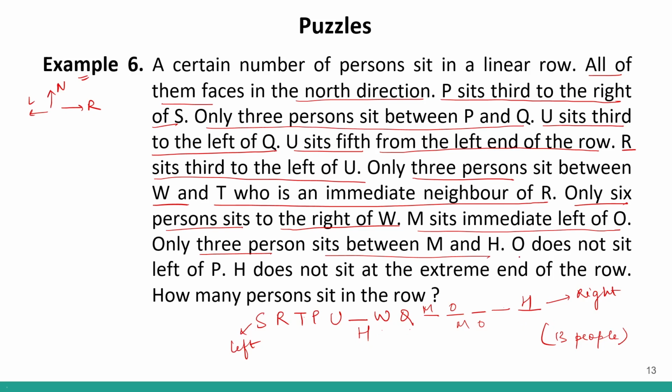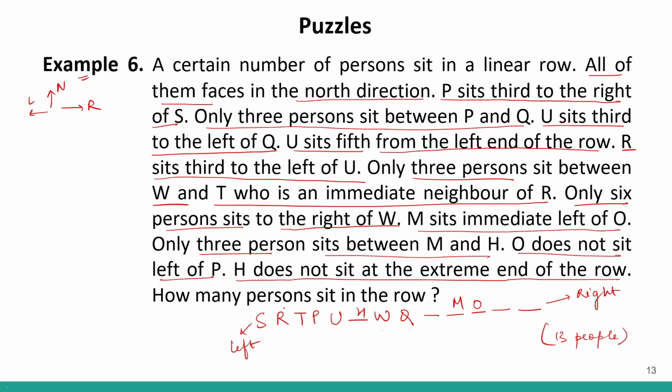Now, O does not sit to the left of P. This is already considered. H does not sit at any extreme end of the row. That means H will not come here. It does not sit at the extreme end. So MO can come over here. H can come over here. And we can have multiple possibilities also. So MO can come over here and 3 persons, 1, 2, 3. Okay, so this will be the possibility.